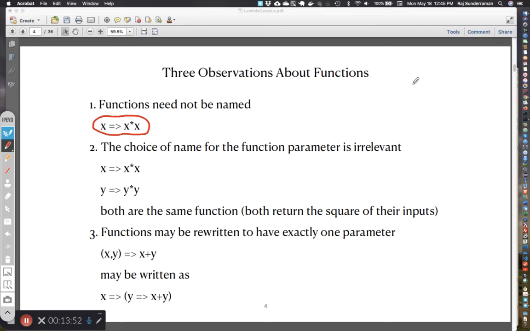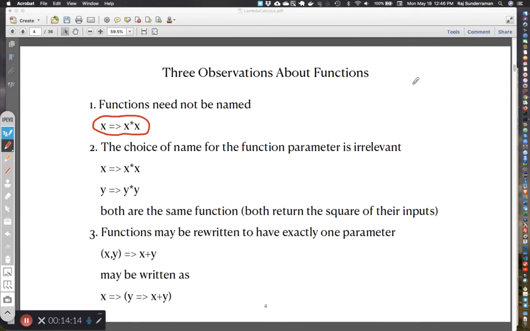We didn't give it a name. We have just described its content. The content includes input parameters and output. In this case, the input is x, and the output is a mathematical formula, x times x. So that's the first observation: functions need not be named. Of course, if you wanted to give it a name, you could have.